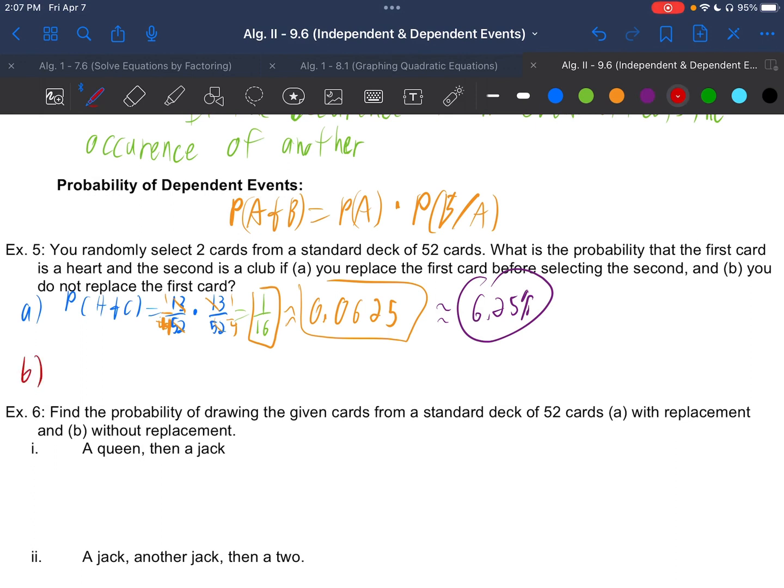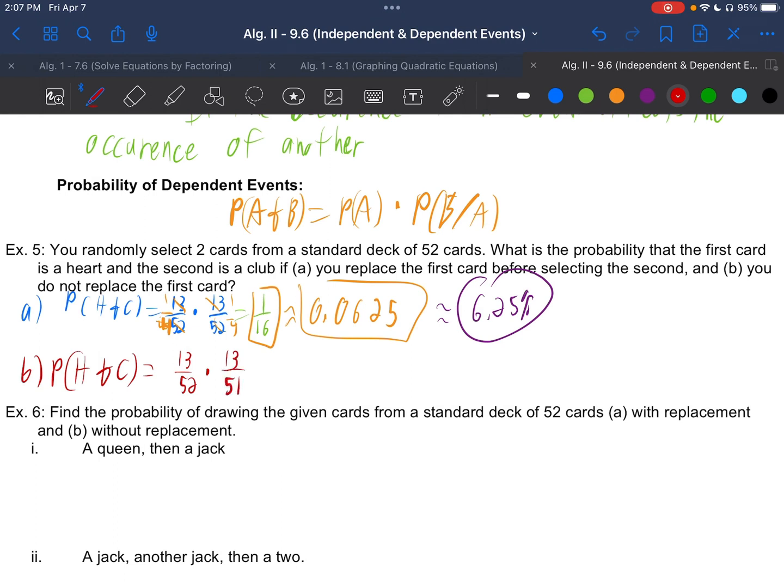Now 5B is going to be a dependent event. So 5A was independent. Whatever the first card was had no impact on the second card because it was put back. Whereas on part B, after you draw the first card, it's taken out of the deck, and then you draw the next. So the probability that the first card's a heart is still 13 out of 52, which reduces to 1 over 4. The probability that the second card is a club, though, there's still 13 clubs in the deck if the first card was a heart.